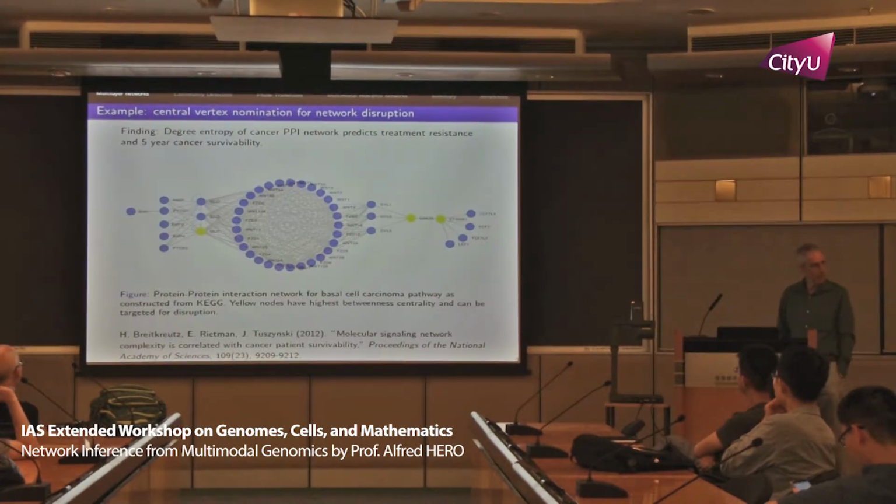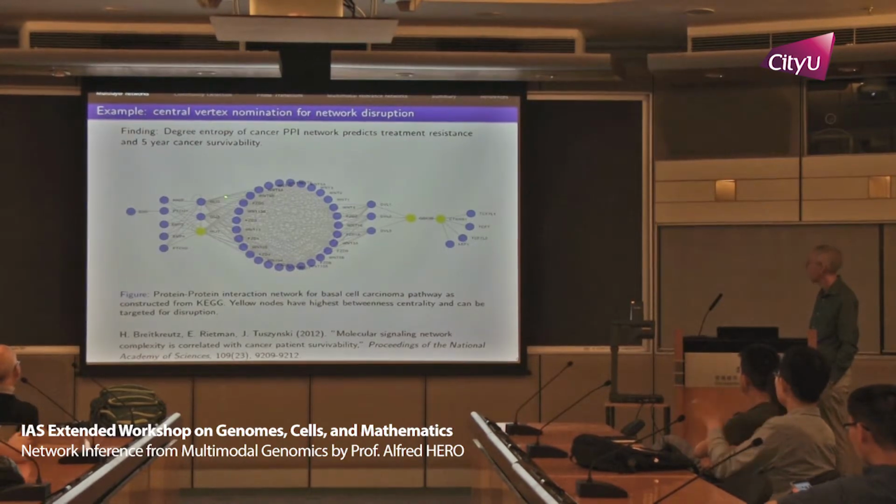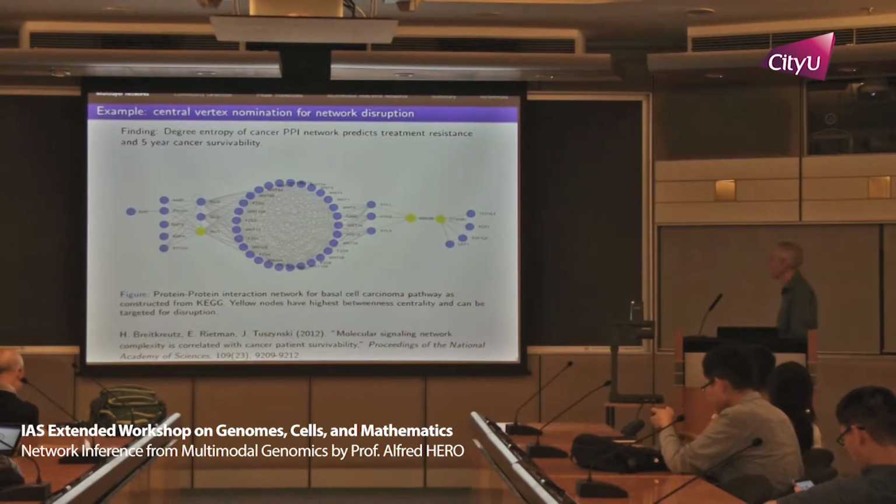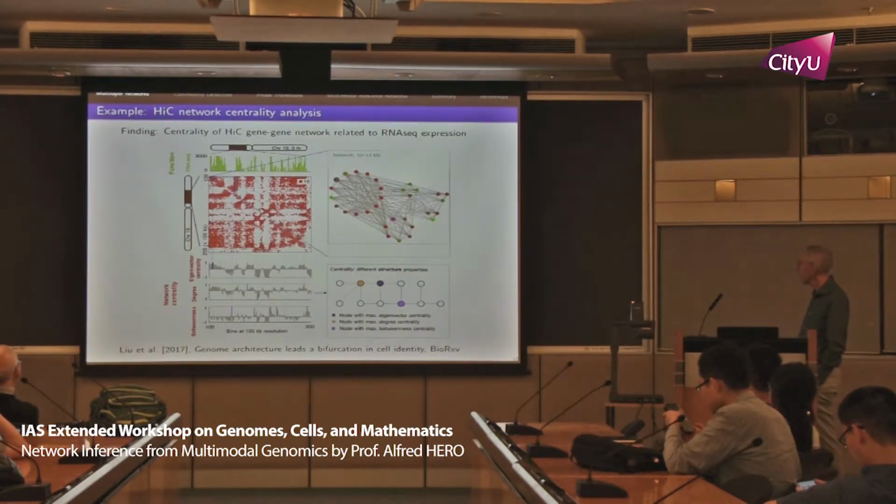Network disruption is another example where in cancer, for example, this paper claims that the degree entropy, that is the variation of the entropy across the entire network of the degree of the nodes, is a good predictor of resistance to treatment. And so that's very, very key.